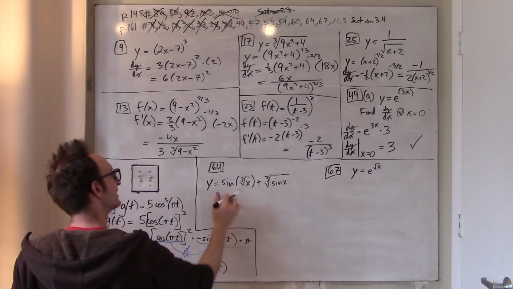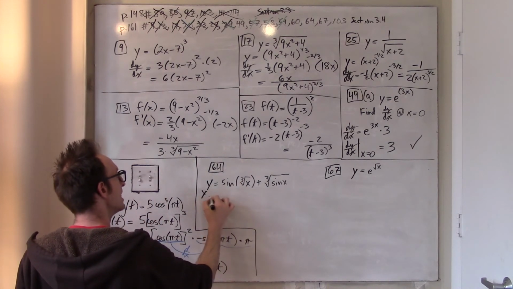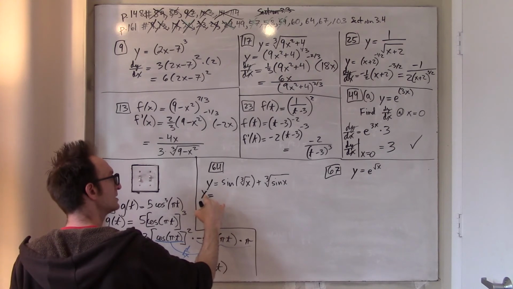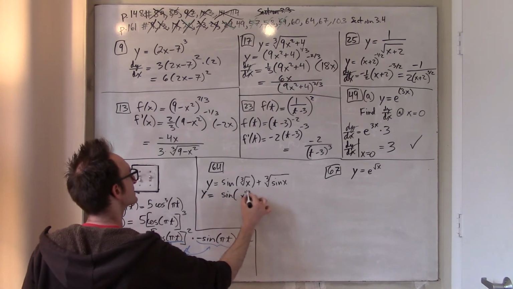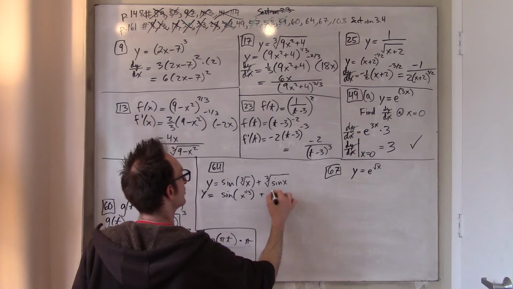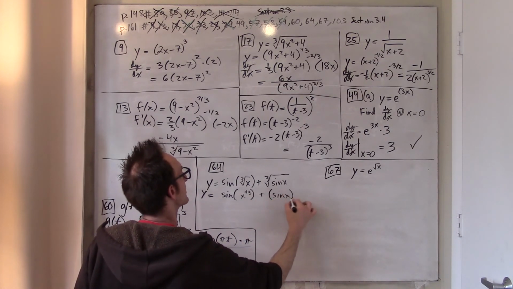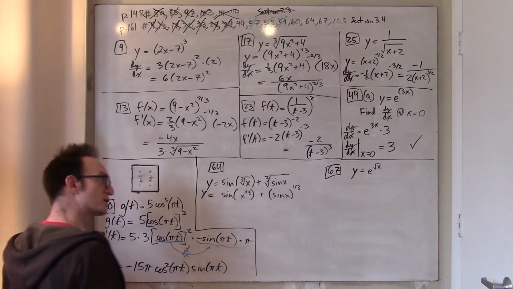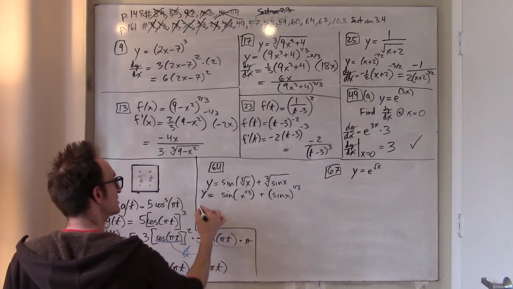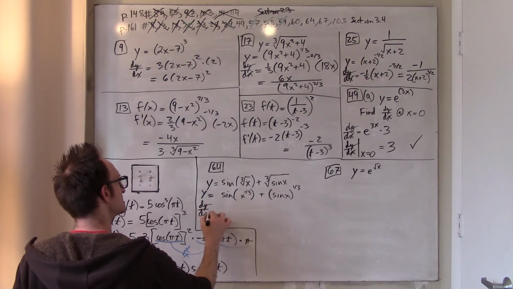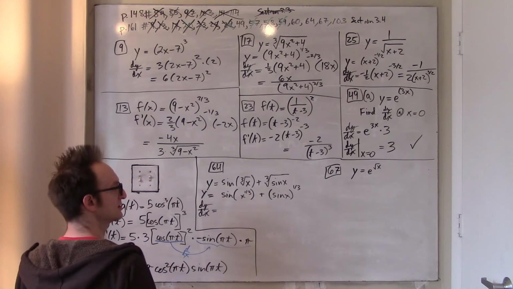67. This is just kind of like a can-you-keep-it-all-straight problem. What are we differentiating? We're differentiating sine of the cube root of x, plus the cube root of sine x. So in other words, we're differentiating a function that's the composite of two functions, sort of in both ways. Okay, so you just got to do this problem now.